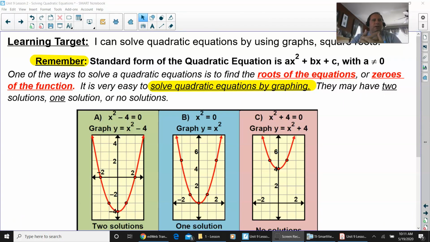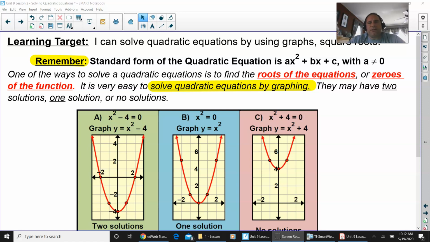Okay, so this is something that is just really good to have in our lesson. Just one page where it just shows you exactly what's going on. Remember, the standard form of a quadratic equation is ax squared plus bx plus c. All right, that is the standard form. The number before the x squared is always a, the number before the x is b, and the last number is c, where a cannot equal 0.